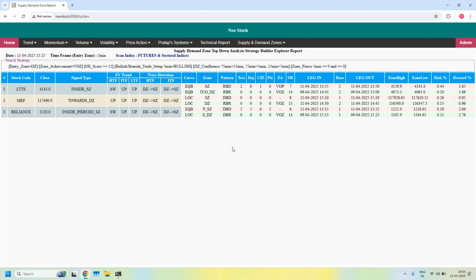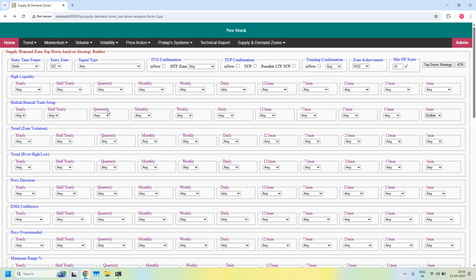Next, bearish trade setup for hourly income trade. Let's go back. Changing the entry zone to supply zone, and also I am changing this bullish or bearish trade setup on 5 minutes to bearish. Remaining filters are the same as we said earlier. We can reuse them, but this time filters will be applied to 5 minutes supply zone. Earlier they were applied to 5 minutes demand zone because we selected demand zone. Now we changed that zone to supply zone.